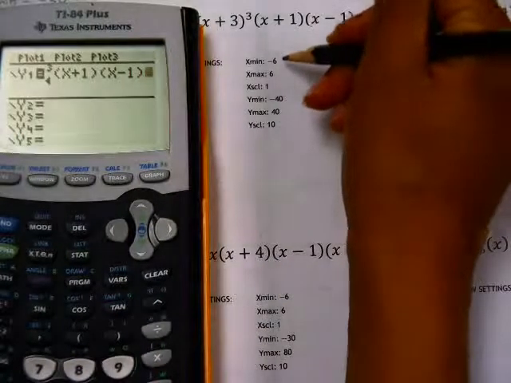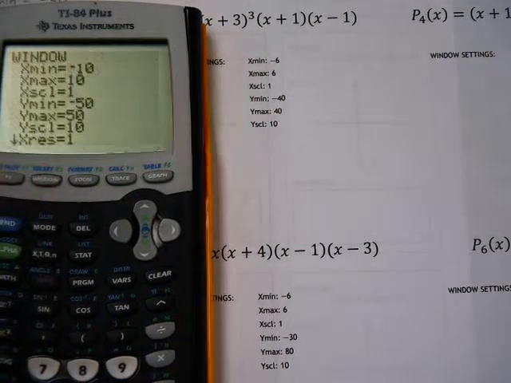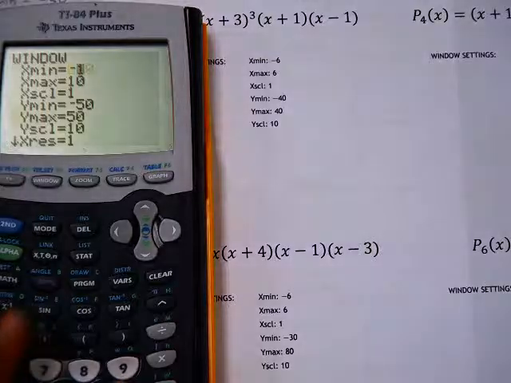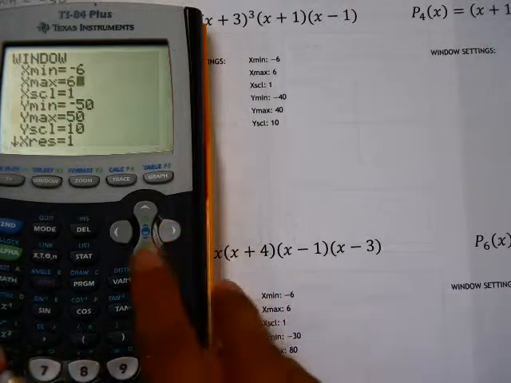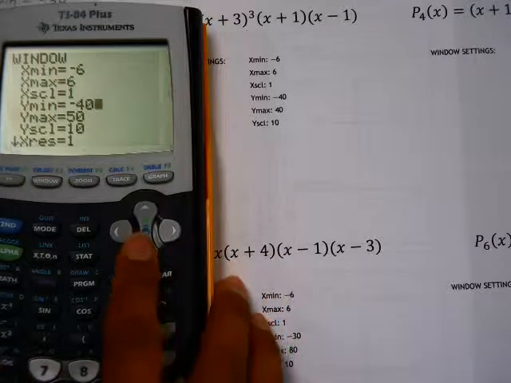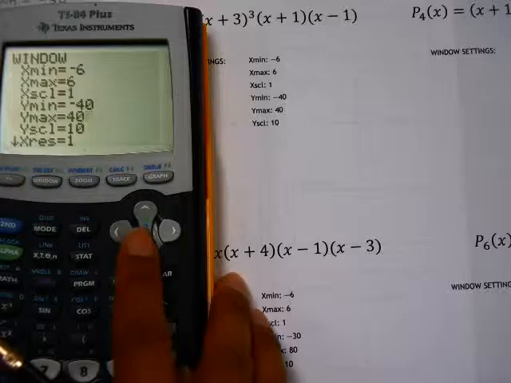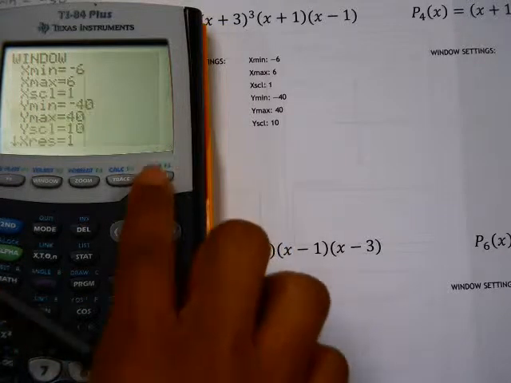The window is slightly different than the last couple of problems, so go to the window and change it to a minimum of negative 6, a maximum of positive 6, scale 1, a minimum of negative 40, a maximum of positive 40, and a scale of 10. Hit graph.